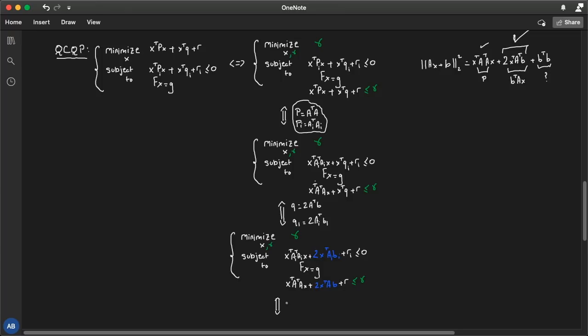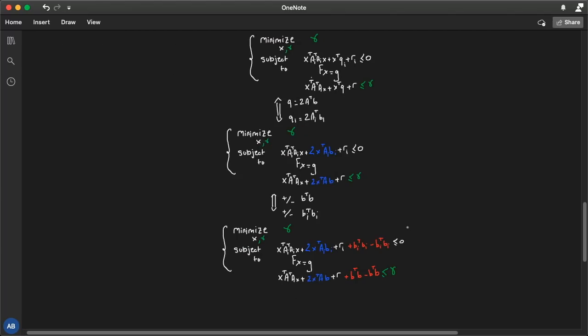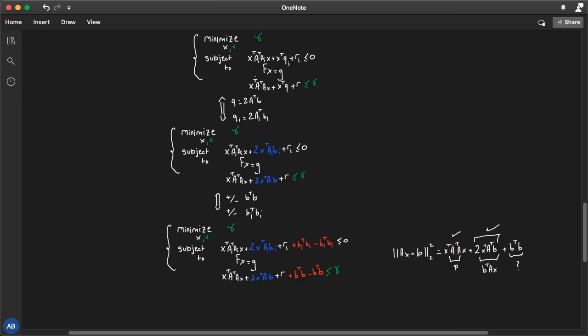Call this step: add and subtract B transpose B in the second quadratic constraint, and in the first one we're going to add and subtract Bi transpose Bi. What we'll get is the following. Now I've got my terms. What are they? I've got X transpose A transpose AX appearing up and down, I've got 2X transpose A transpose B appearing up and down, and I've got my B transpose B appearing up and down.